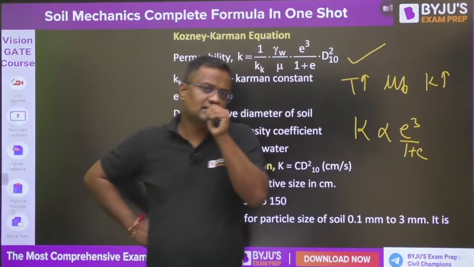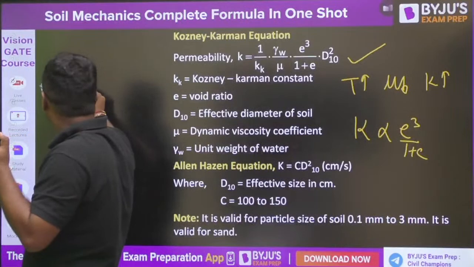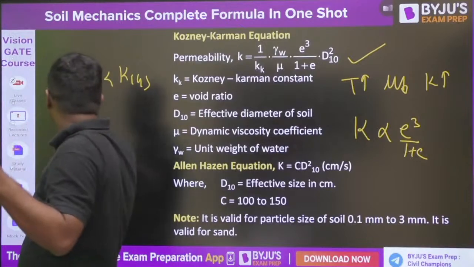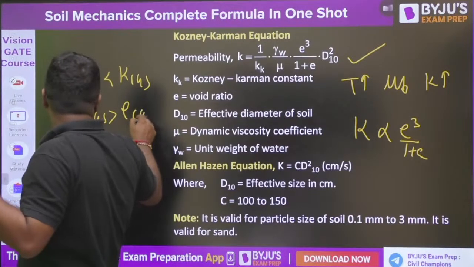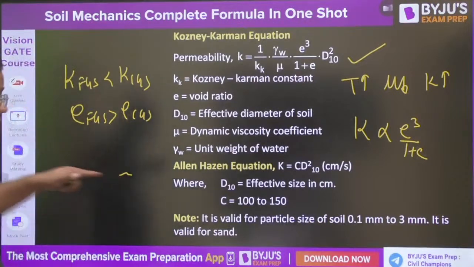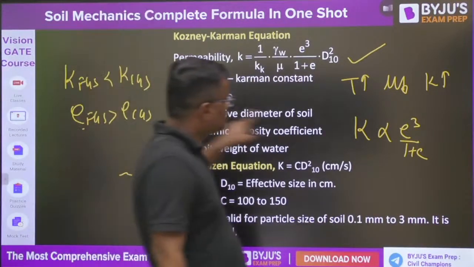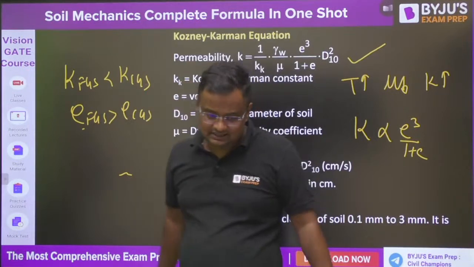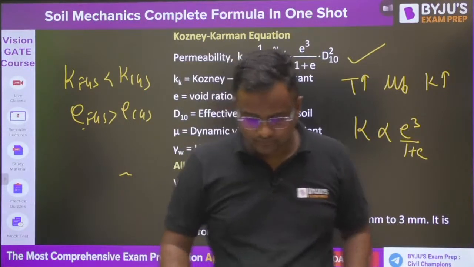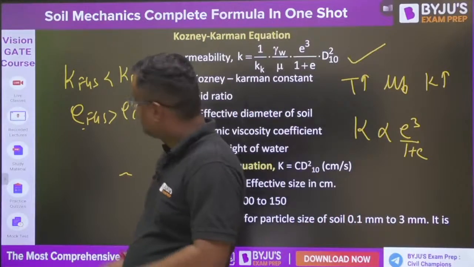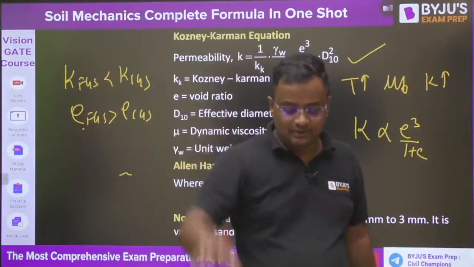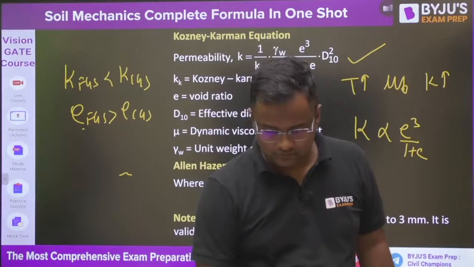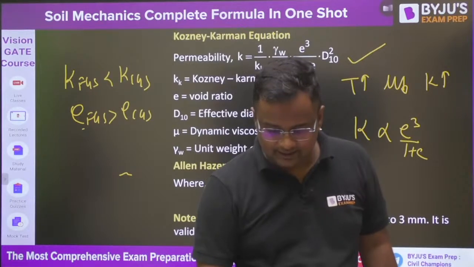Now my question is, K for fine grain soil is less than K for coarse grain soil. Permeability of coarse grain soil is more, but void ratio of fine grain soil is greater than that of coarse grain soil. So if void ratio is more, then K should be more. Even though fine grain soil has a bigger void ratio, why is permeability lesser? Can anybody tell me this?